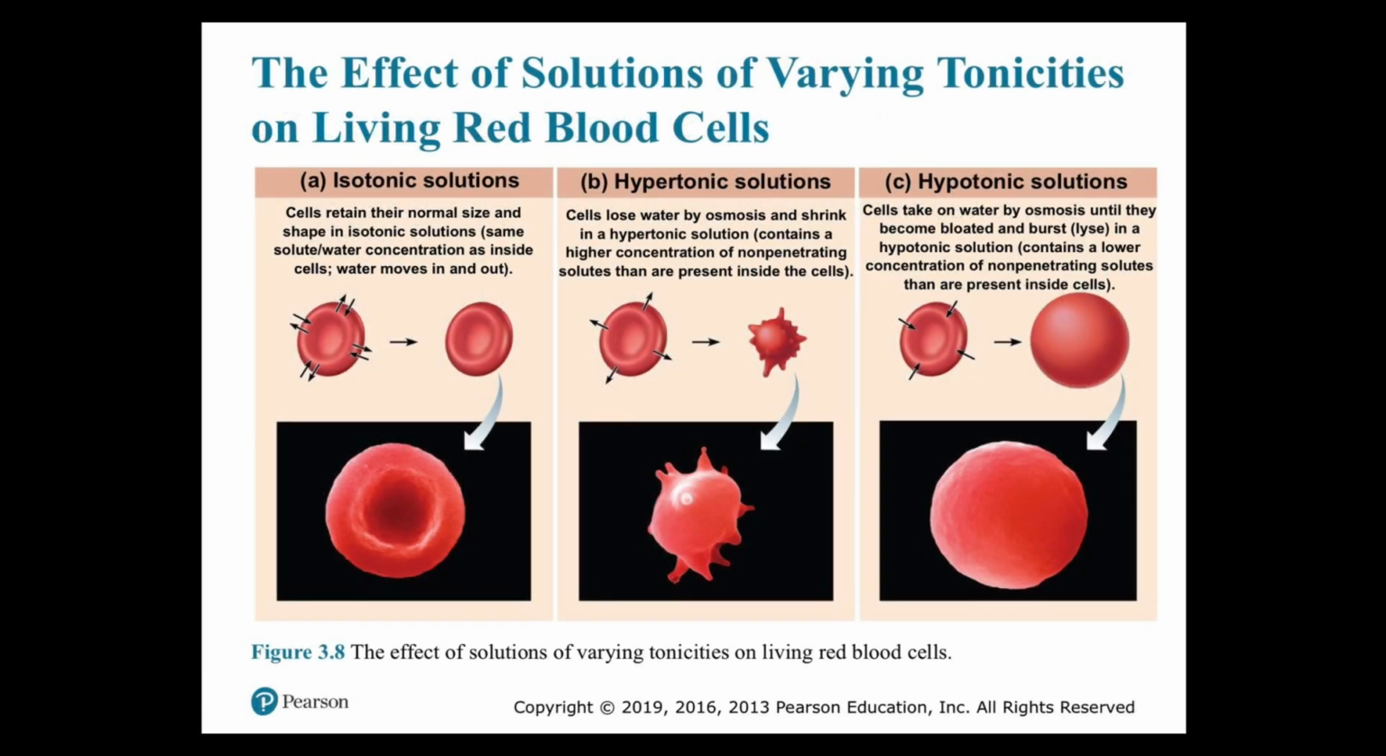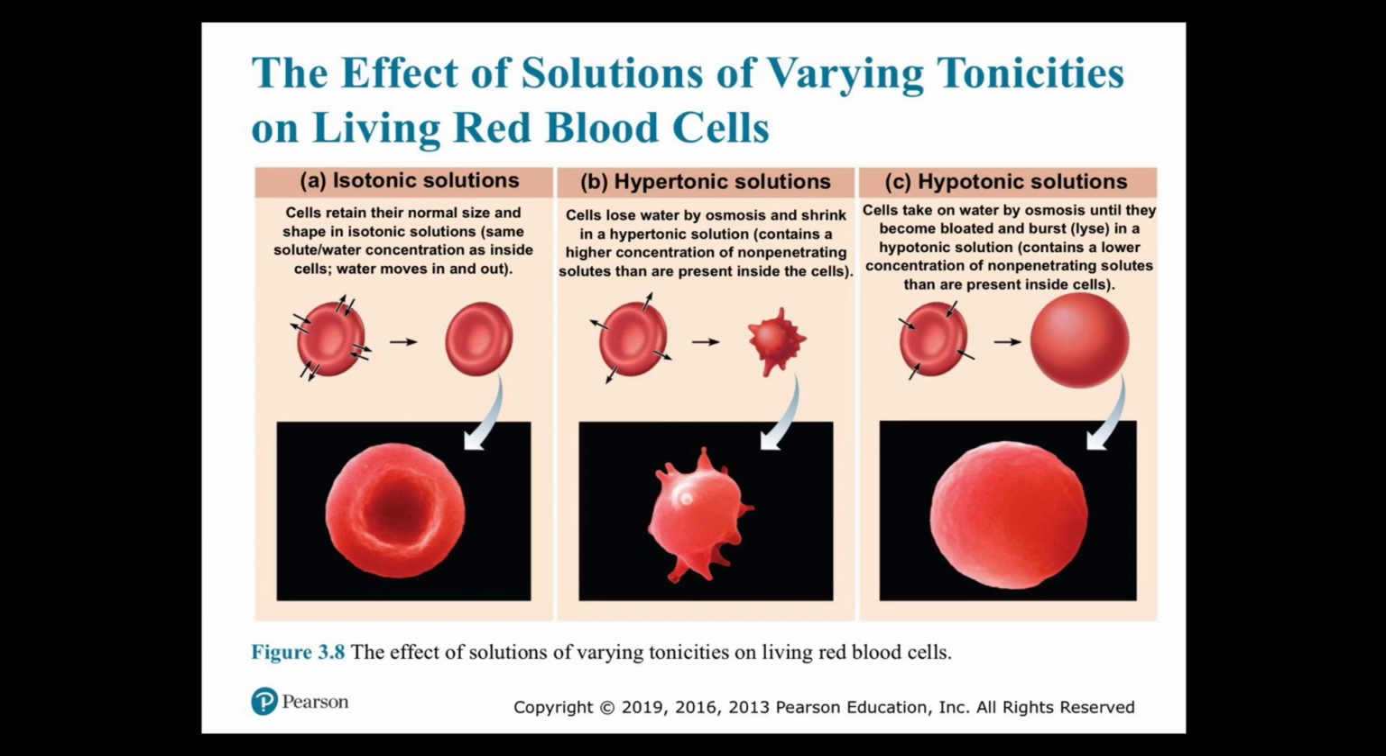Figure 3.8 shows the effect of solutions of varying tonicities on living red blood cells. So this is a practical example of how tonicity works. In figure A, in an isotonic solution, by the way, iso means same, the concentration of the red blood cell is the same as the surrounding solution. So cells will retain their normal size and shape in an isotonic solution. Water will move in and out, but there's no net movement of water.